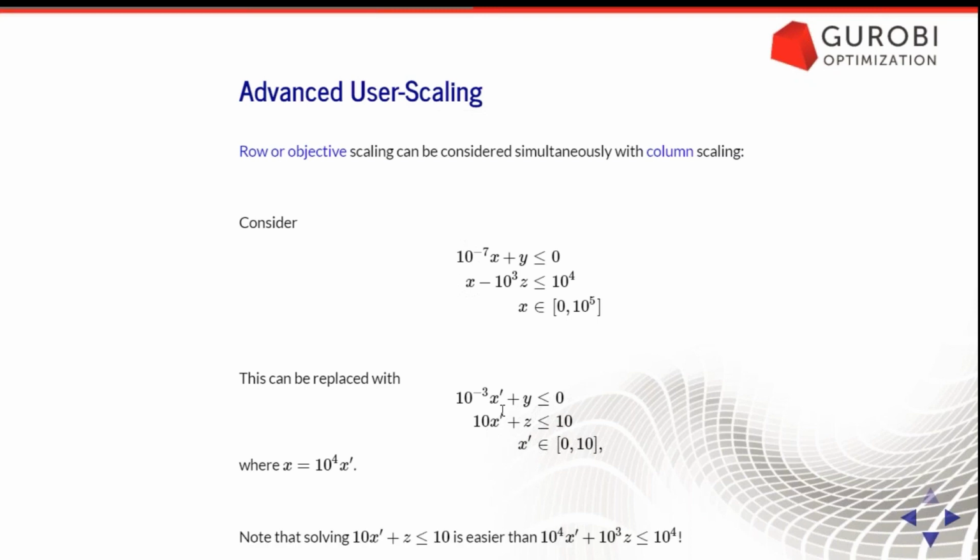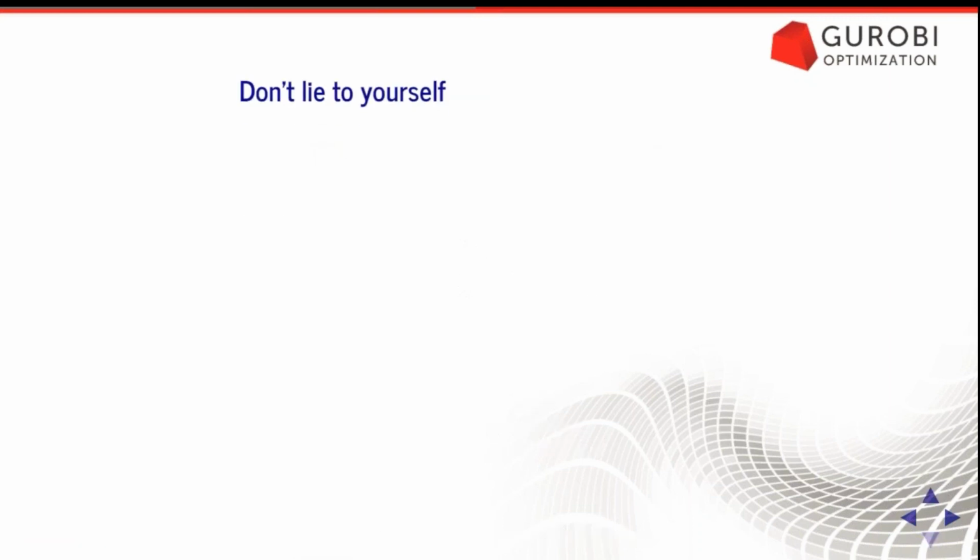And not only that, since the precision and the tolerances are absolute, as I was saying before, solving the system with the scaled down constraint is easier than solving the same problem with the scaled up constraint. And why is that? It's because I will still be asking for a 10 to the minus 6 tolerance in this case, whereas if I ask for a 10 to the minus 6 tolerance in this constraint, it will in a sense be easier for the solver to find such x prime and z. Don't lie to yourself.